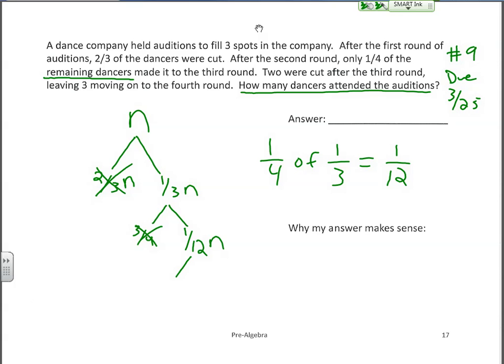So now, we're not talking about fractions anymore. We're talking about actual dancers. 2 were cut and 3 got to move on. Okay? And so where I left you in class was, how many dancers made it past round 2? And we added these 2 together and we said 5, right? Because of those 5 dancers, 2 were cut and 3 got to move on. So if 5 represents a 12th of the whole, or a 12th of the original group of dancers, what's that going to be? Okay, so that's where we left off in class, and you can pick it up from here.